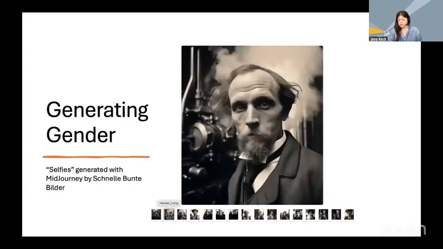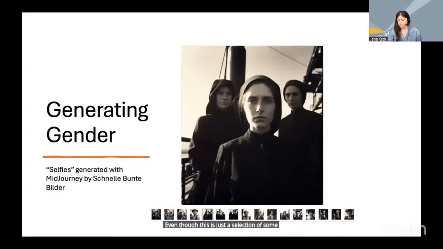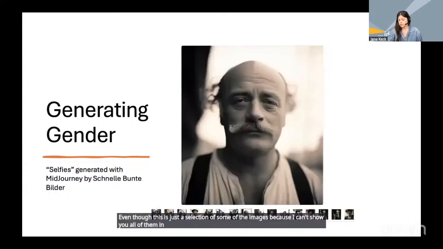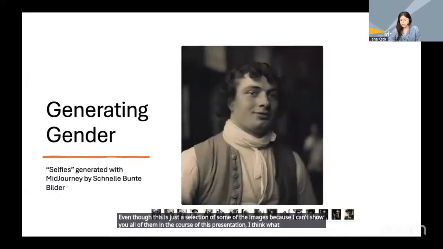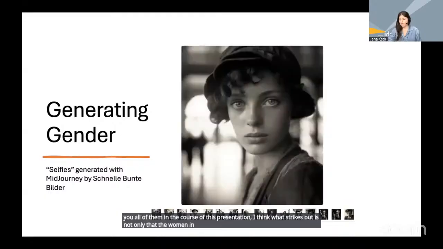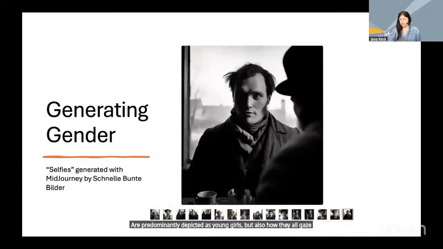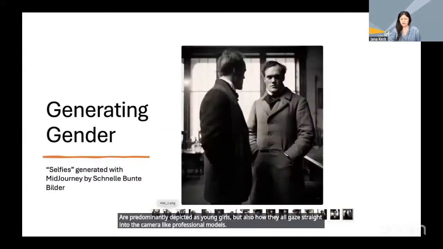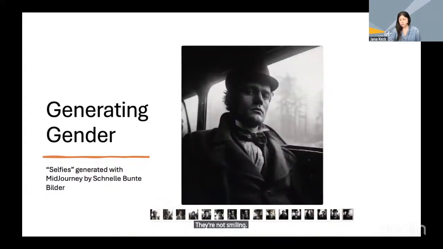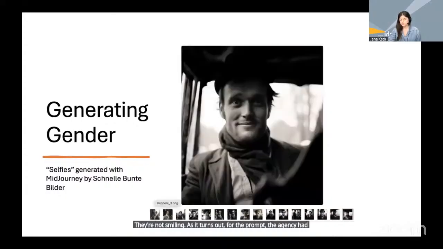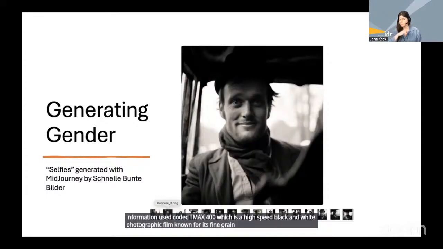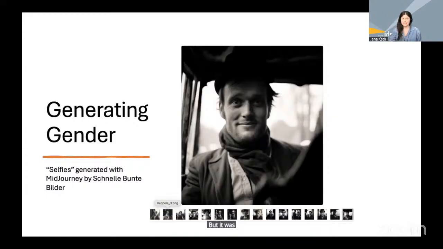Even though this is just a selection of some of the images, because I can't show you all of them in the course of this presentation, I think what strikes out is not only that the women, in contrast to the men, are predominantly depicted as young girls, but also how they all gaze straight into the camera like professional models. They're not smiling. As it turns out, for the prompt, the agency had used the information to use codec T-Max 400, which is a high-speed black and white photographic film known for its fine grain and sharpness and predominantly used for documentary or action photography, but it was only invented in 1986.